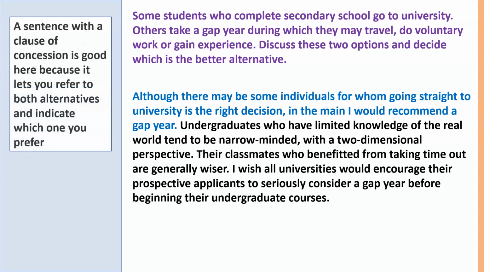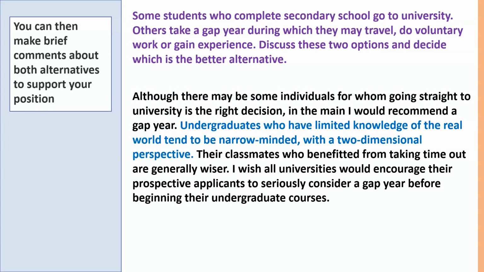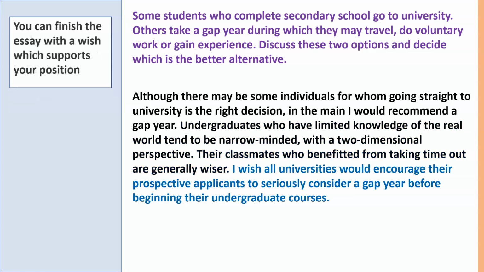And a sentence with a clause of concession, so beginning with although, is really good here because it lets you refer to both alternatives and indicate which one you prefer, but also mention the other one. You can then make brief comments about both alternatives to support your position, that one is better, but both have some merit. And you can finish the essay with a wish which supports your position. This is often a good idea.